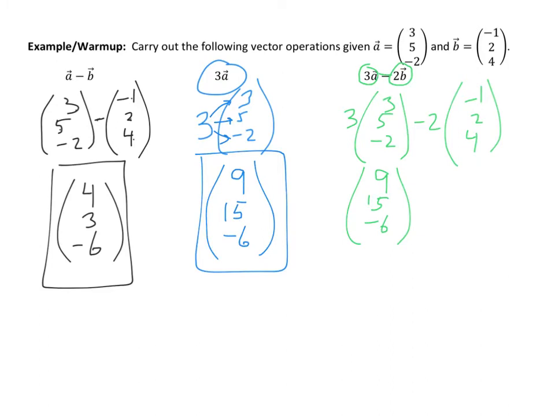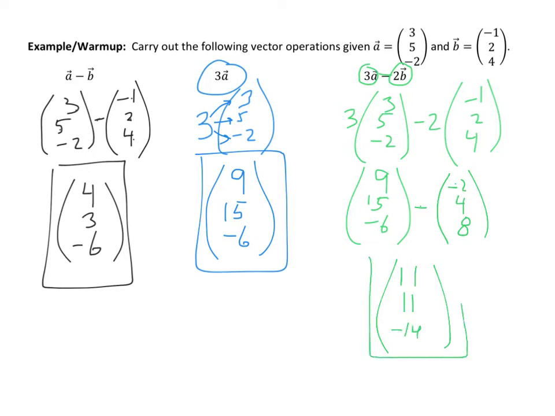For this one, you might be wondering if you should distribute the negative 2 or distribute the 2. It doesn't really matter. Just keep in mind, if you're going to distribute negative 2, then the operation in between becomes plus, and if you're distributing just 2, then you're going to leave a minus in between. I'm going to go ahead and just leave the minus and distribute the positive 2. So this will give me negative 2, 4, and 8. And now when I subtract these things component-wise, 9 minus negative 2 is 11. 15 minus 4 is also 11. And then negative 6 minus 8 gets me negative 14. And there's my answer for that one.